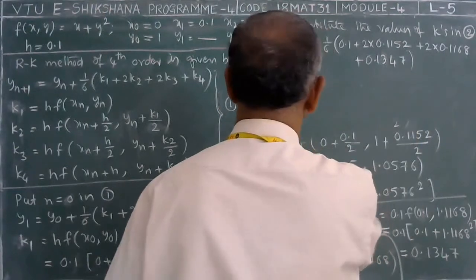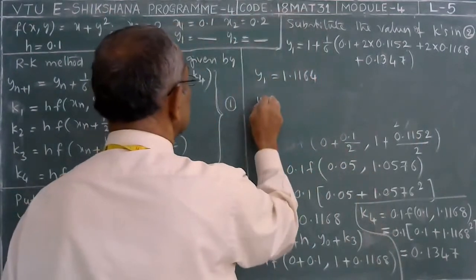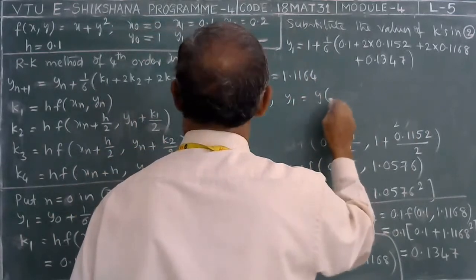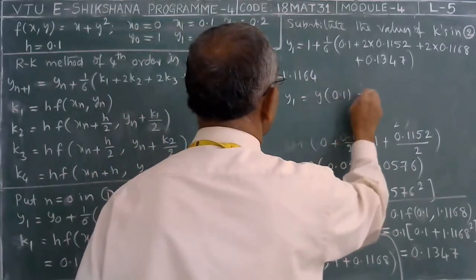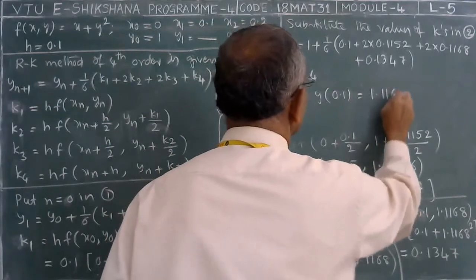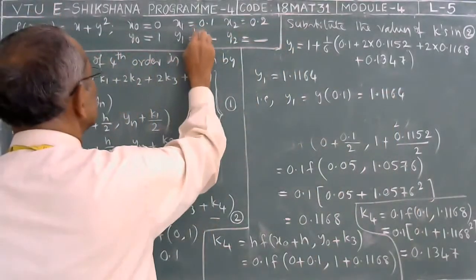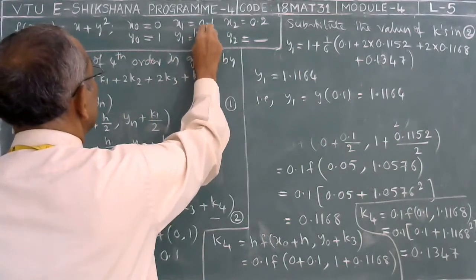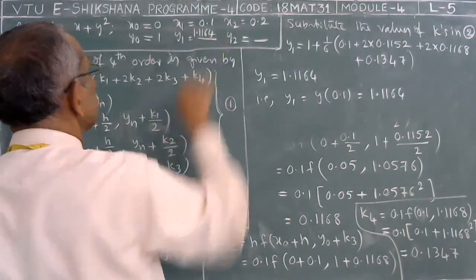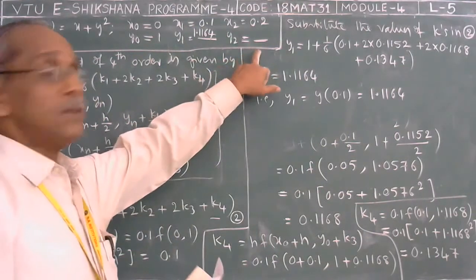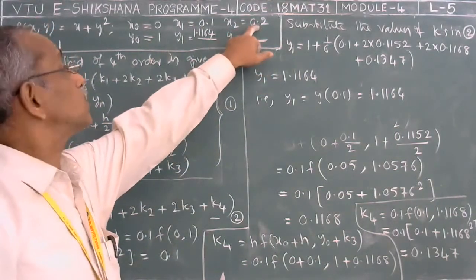So I got the value of y1. That is, y1 is equal to the value of y at x is equal to 0.1, which is 1.1164 up to 4 decimal places. Next I have to calculate the value of y at x is equal to 0.2.